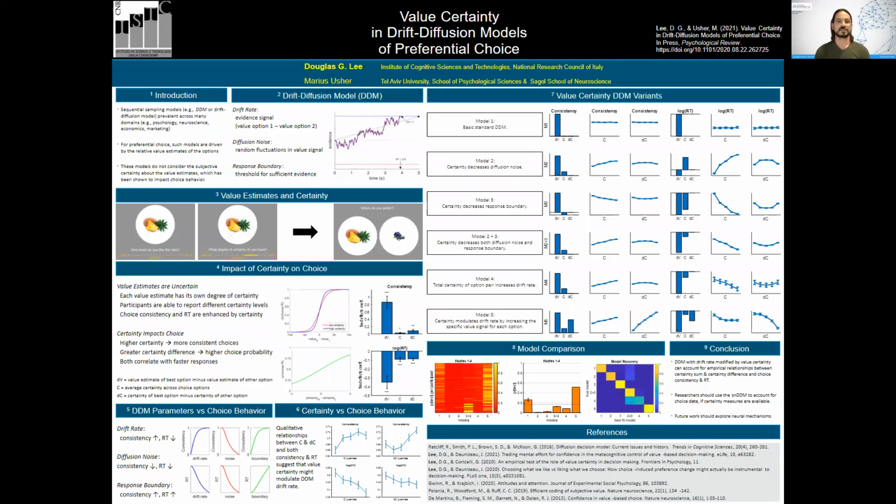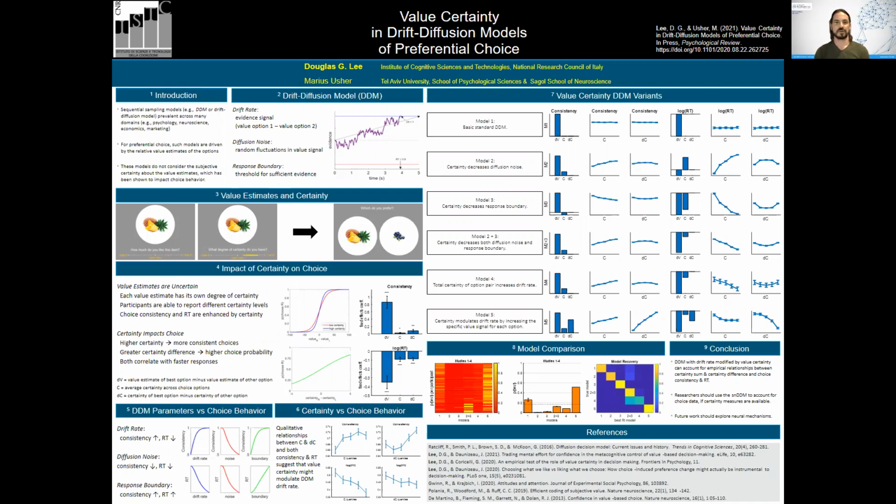Sequential sampling models such as the Drift-Diffusion model, or DDM, have become prevalent in recent years across many fields of research, including psychology, neuroscience, economics, and marketing. For preferential choice, such models are driven by the relative value estimates of the options. These models do not, however, consider subjective feelings of certainty about the value estimates, even though that has been shown to have a clear impact on choice behavior in recent studies.